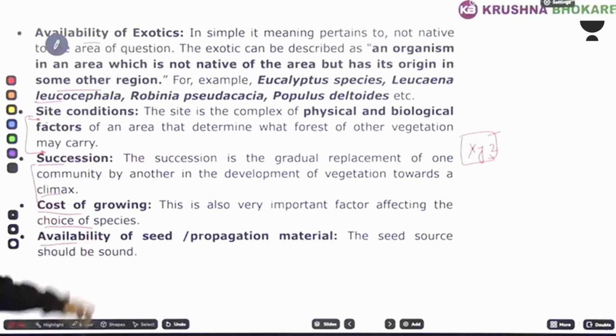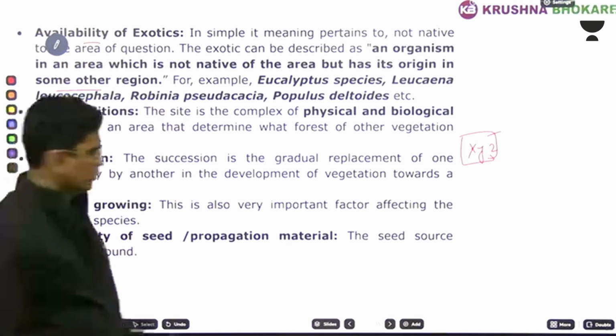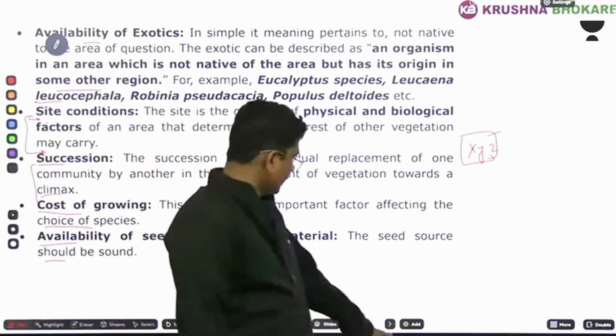Then availability of seed and propagation material. Seed source should be sound. Most vegetative sources are costly as compared to the seed source. It means seed should be available very easily.